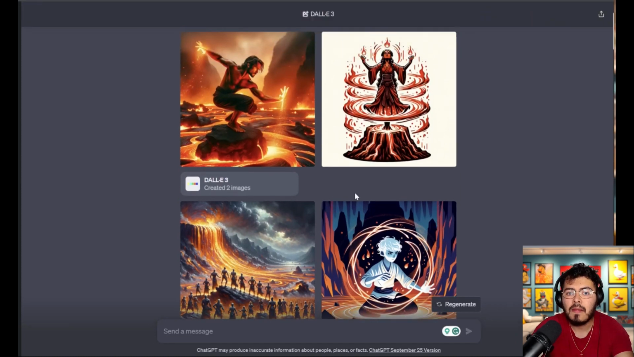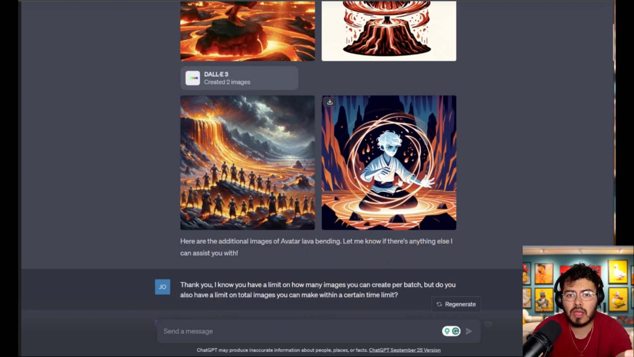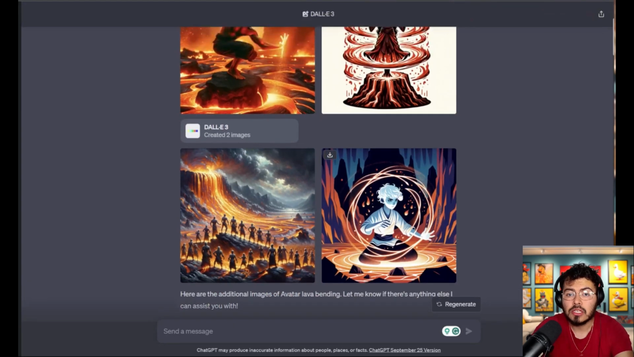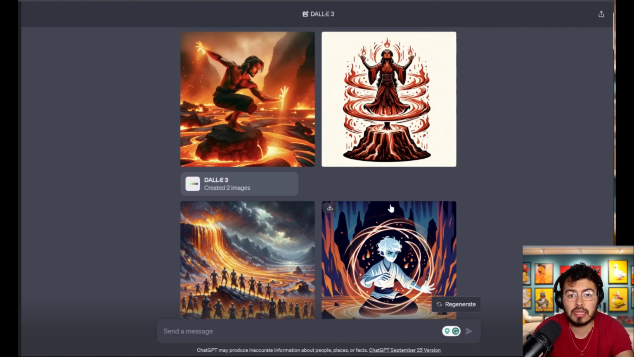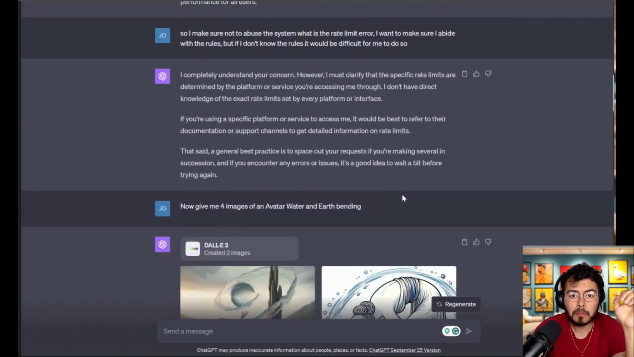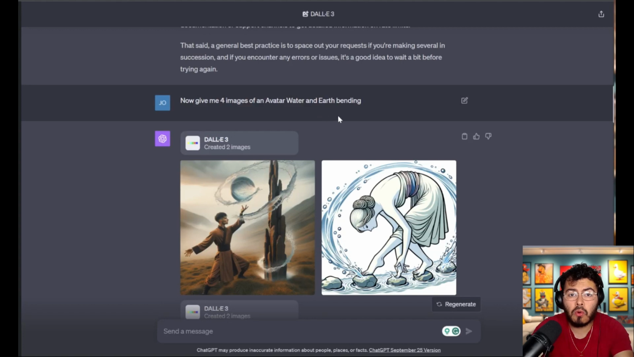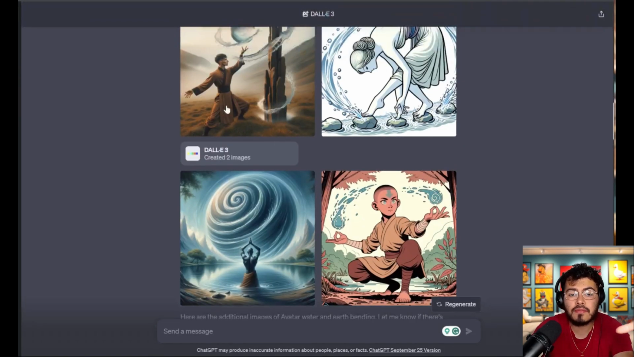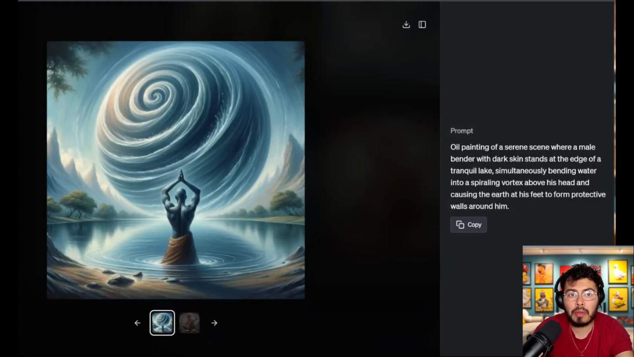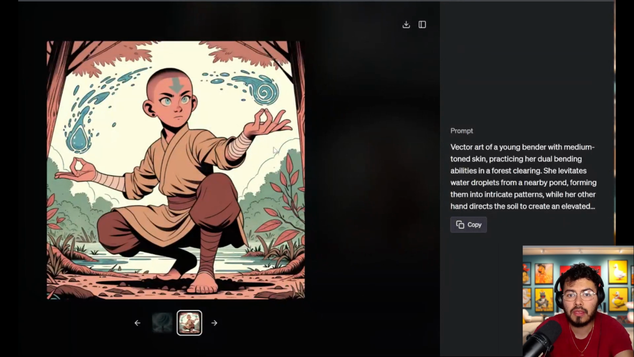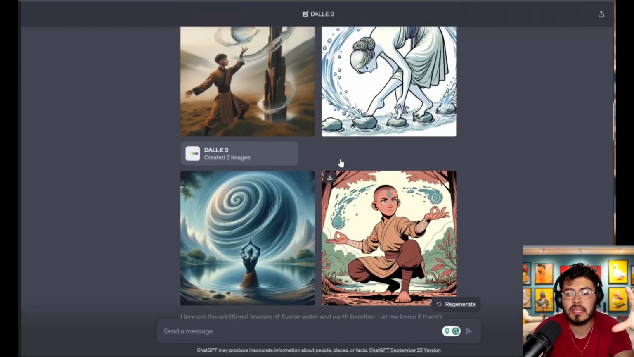The other thing is you might notice that the person or people are different. Here it's more of a middle-aged white man. Here you have a female. And here you have just some random kid or teenager. So different ages, different races, different genders and ages, if I didn't mention that before. So I wanted to keep trying it out, right? I was like, hey, look, give me four images of an avatar, water and earth bending. And here again, we see four different art styles. We see again a photo, more realistic. You see more of an illustration. Again, now you see a female where previously was a young male. Here you have an oil painting and here you have a vector art of a young bender with medium tone, right? So again, you're seeing that diversification.